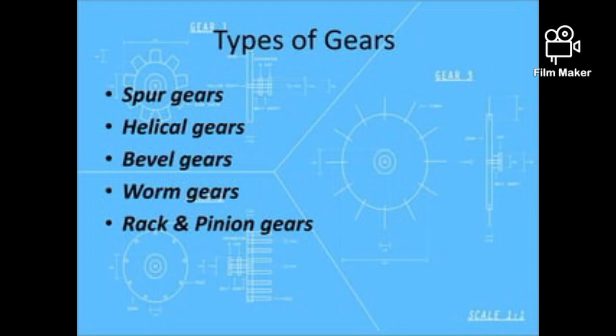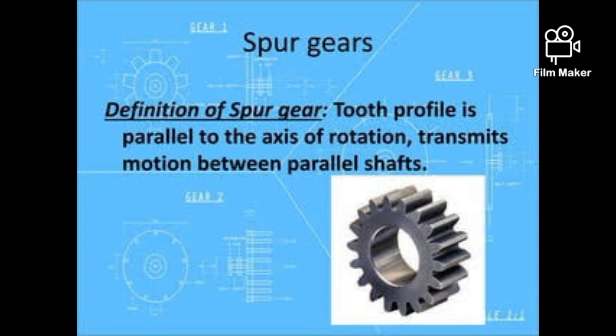Next, we shall see about the types of gears. The types of gears are of 5 types. The gears are spur gears, helical gears, bevel gears, worm gears, and rack and pinion gears. In types of gear, first we shall see about spur gear. So, what is a spur gear? In a spur gear, the tooth profile is parallel to the axis of rotation and transmits motion between two parallel shafts.